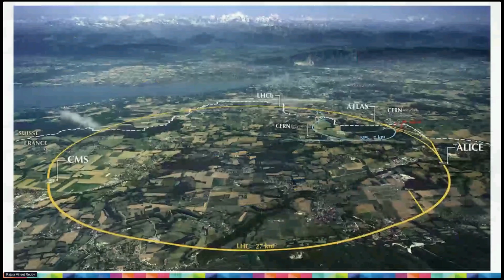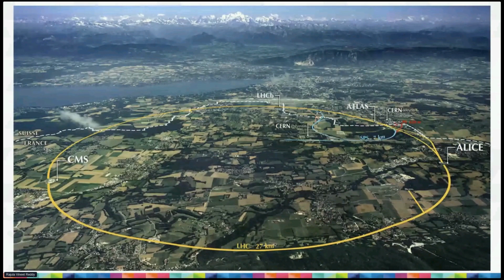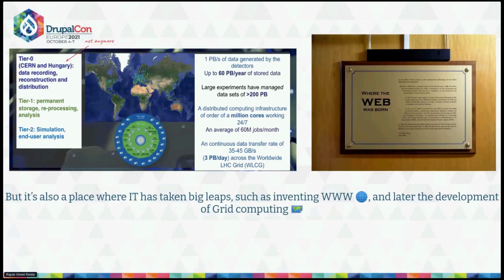So we're the world's largest particle physics laboratory in the world. But do we do just physics? Actually, no. So this is also a place where the information technology space has taken big leaps, such as the invention of the World Wide Web and also the development of grid computing.